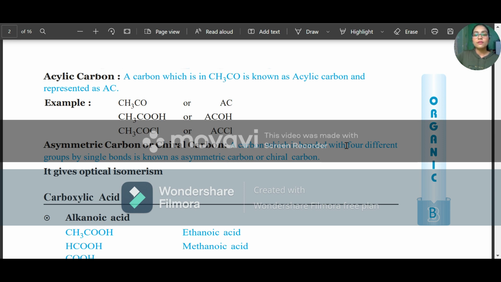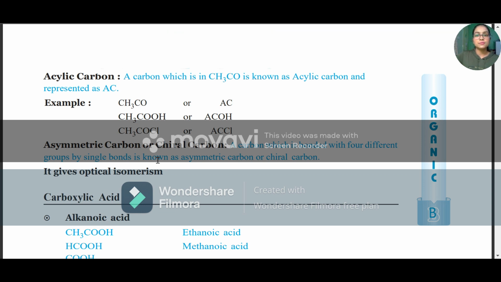Now next is asymmetric carbon or chiral carbon. A carbon which is bonded with four different groups by single bonds is known as asymmetric carbon or chiral carbon. It gives optical isomerism. It is a carbon in which the four attached groups are all different.